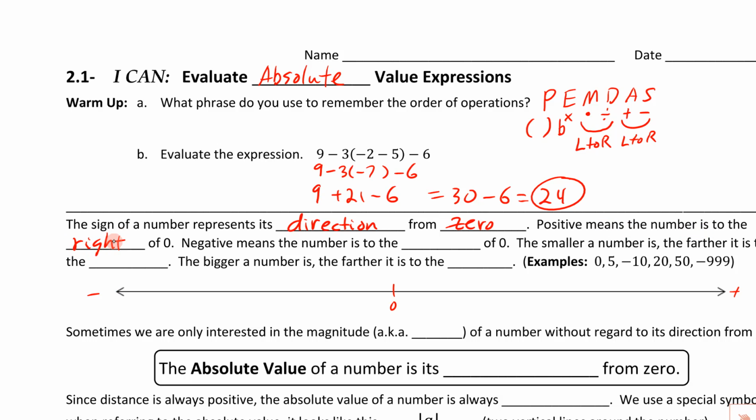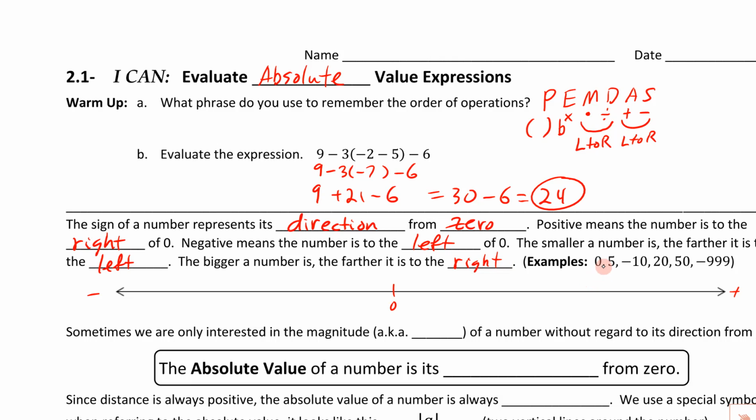Positive means the number is to the right of 0. That's the way we've set this up. And negative means the number is to the left of 0. So left would be negative, right would be positive. The smaller a number is, the farther it is to the left of 0. So if we have really small numbers, now remember, if we've got a number like negative 999, that actually is a very small number. It's more negative, it's further to the left. And the bigger a number is, the farther it is to the right of 0. So just to do a little bit of practice, let's just graph a couple of these.